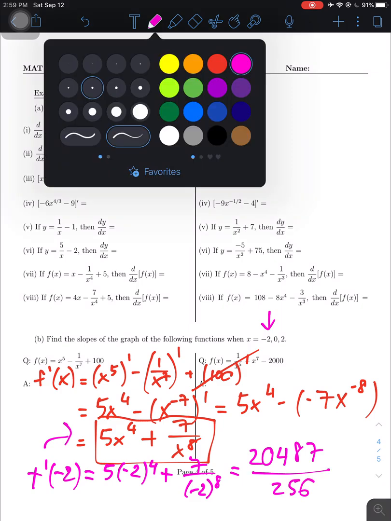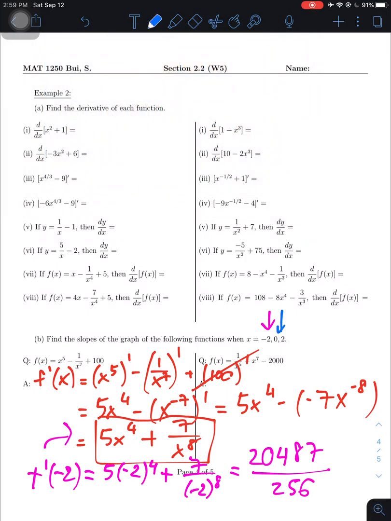And then similarly, let me put the case of 0 in blue. Okay, let me write up here too. So we're going to get f prime of 0.